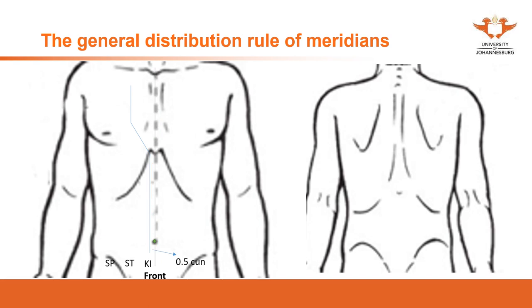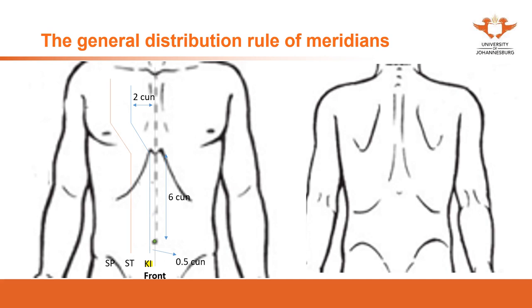There's actually already a gray line there. The kidney meridian, KI stands for kidney, runs closest to the middle line, and then it travels towards the lateral sides and goes up. So that's the kidney meridian.